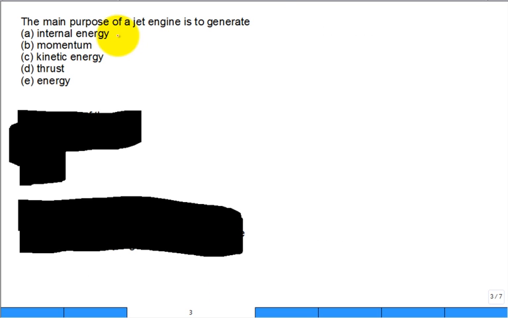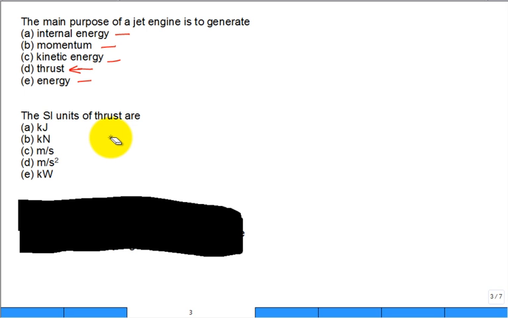What is the main purpose of a jet engine? What does it generate? What does it produce? And I'll ask that question. Does it produce internal energy? Does it produce momentum, kinetic energy, thrust, or energy? And the best answer is thrust. Then once I get students to say it's thrust that a jet engine produces, I'll ask, what are the SI units for thrust?